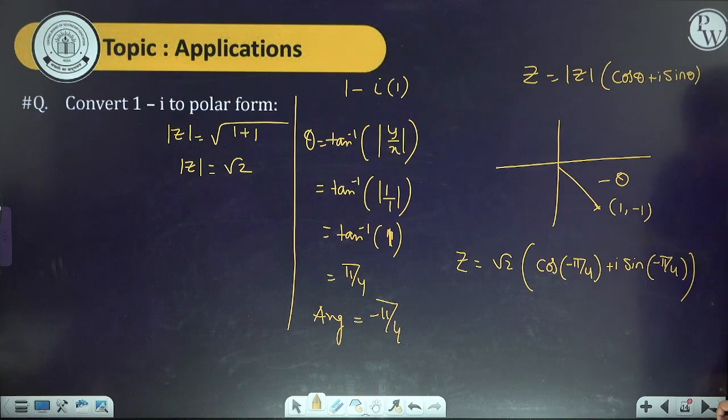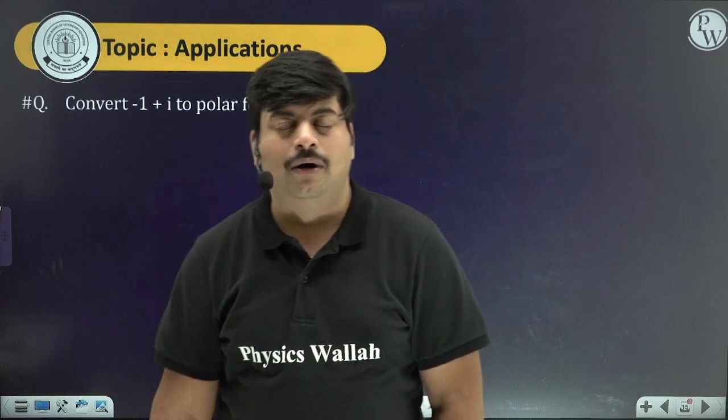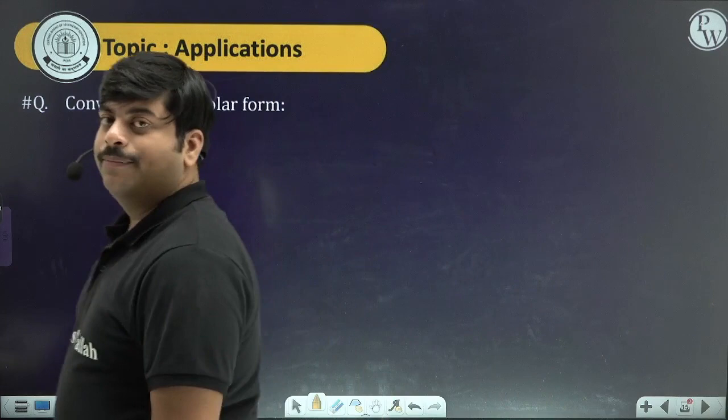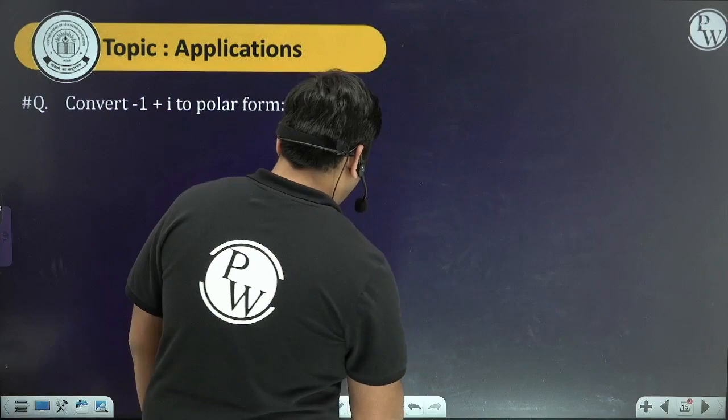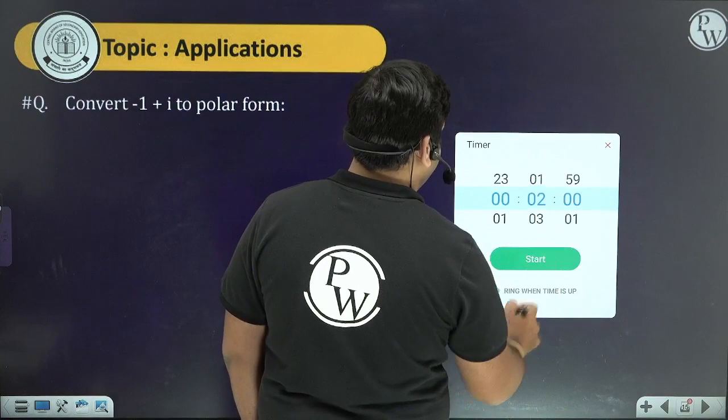Simple. I'll give you one more. Convert minus 1 plus i to polar form. There is a small difference between the previous question and this one. So please try to do that, people. I'll give you some time. I'll not disturb you for the next 2 minutes. Please do it fast. Start.